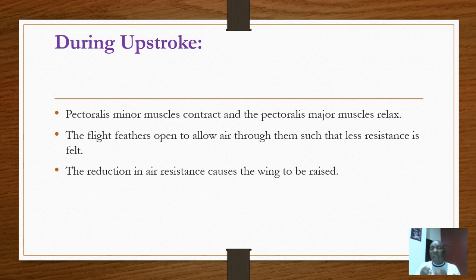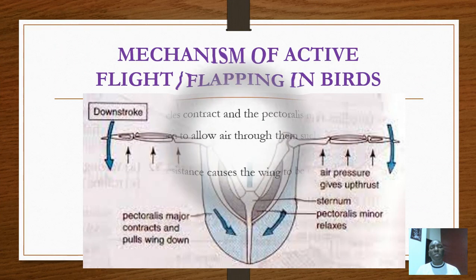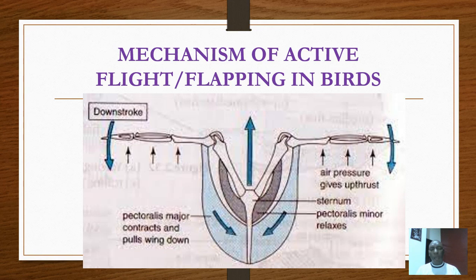Now, due to a reduction in air resistance, it causes the wing to move up. Pectoralis minor contract, pectoralis major relax. The feathers open up to reduce air resistance, causing the wings to move up.